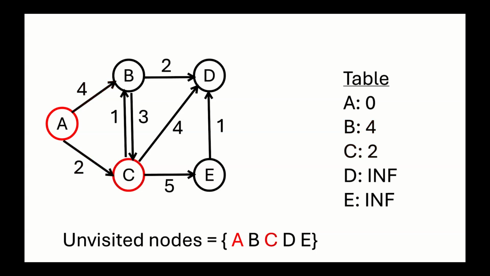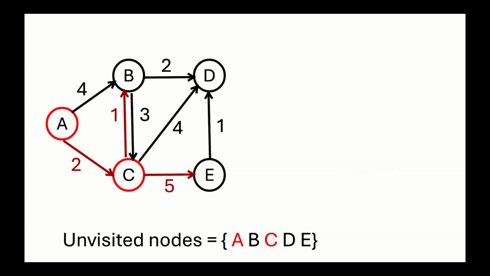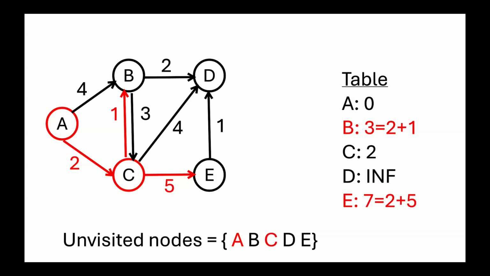In the third step, we select to visit the node C, as the edge between A and C weighs less than the edge between A and B. We update our unvisited nodes list, marking C as visited. From node C, we can reach B, D, and E, so we update the distance table.